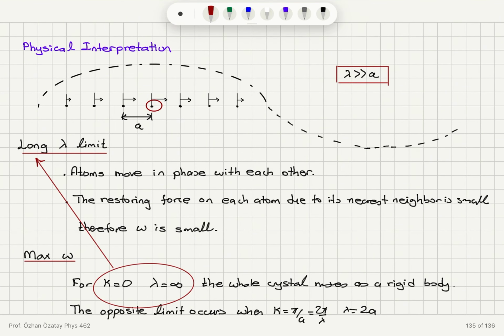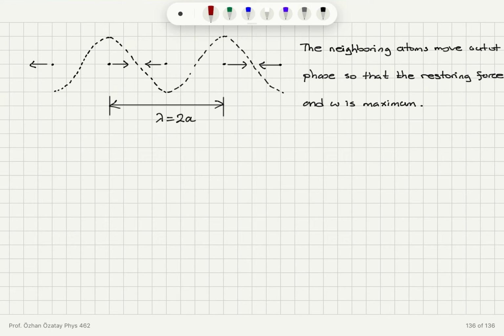And in the long wavelength limit, I see the small displacements between atoms. So the stretches or compressions of the springs are small. That is the low angular frequency limit. And for k equal to pi over a, I see that the atoms are moving out of phase with respect to each other, and that is forming the maximum possible compression or stretch in the springs that connect them, and that gives us the maximum possible angular frequency.